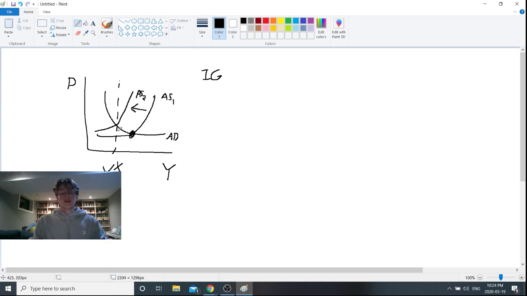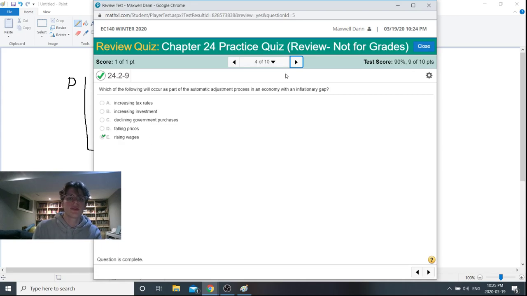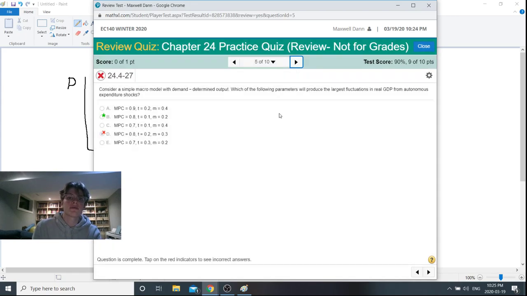As we just talked about, factor prices are adjusting. So in an inflationary gap, the economy's booming, everyone wants raises, so wages are going to rise, and that means the economy will produce less at a given price level because they're going to have to pay everyone more to produce. So our AS curve is going to shift to AS2, or shift left, and that's because of rising wages.